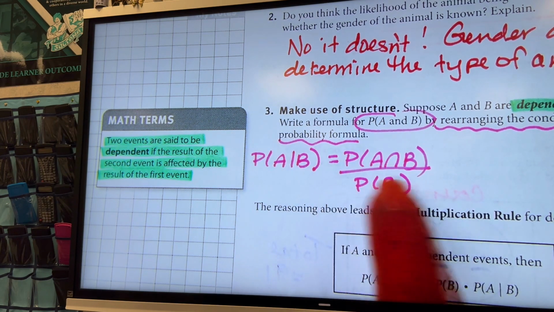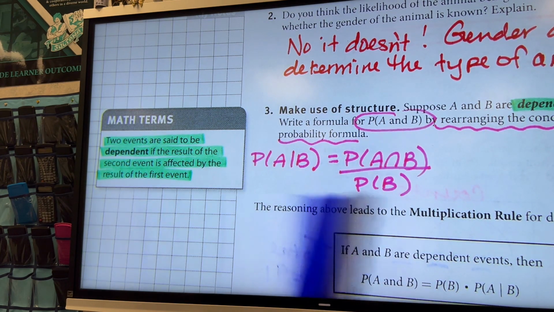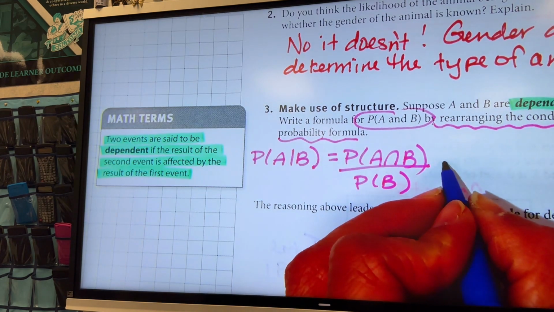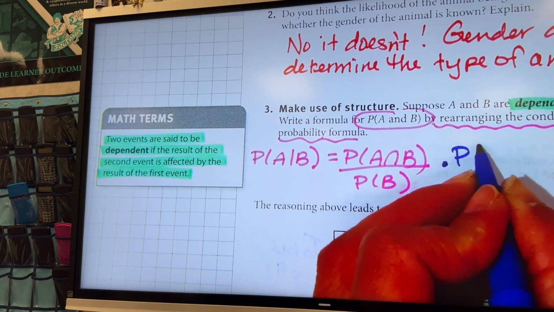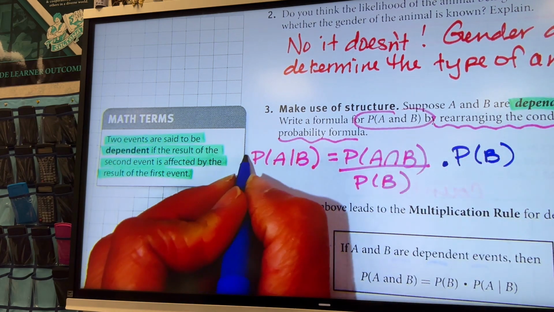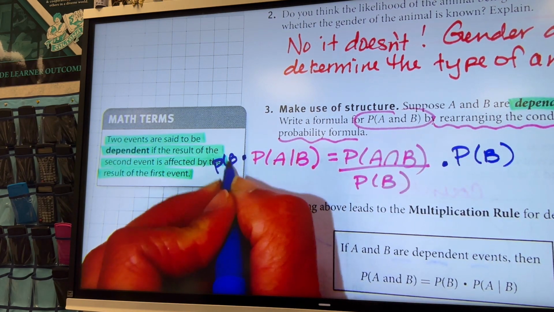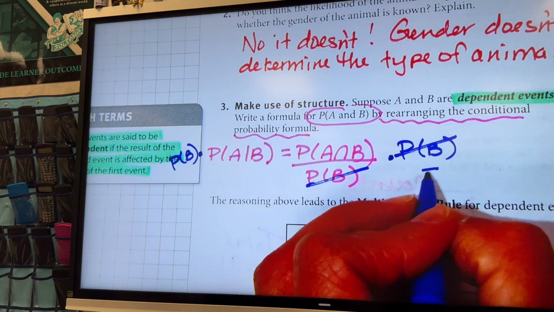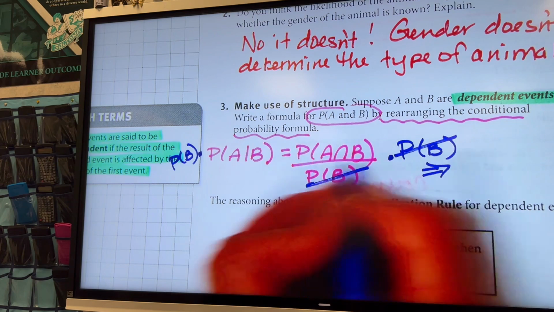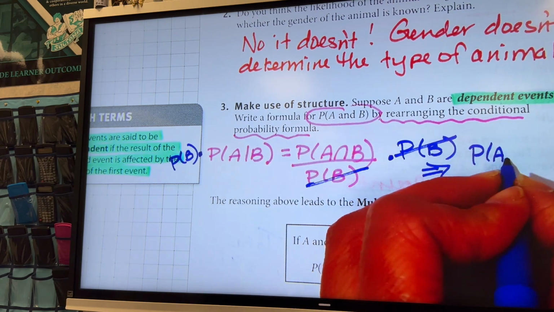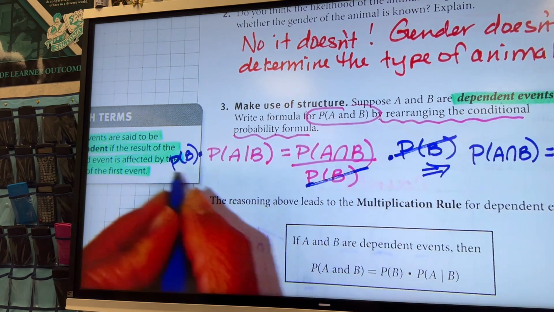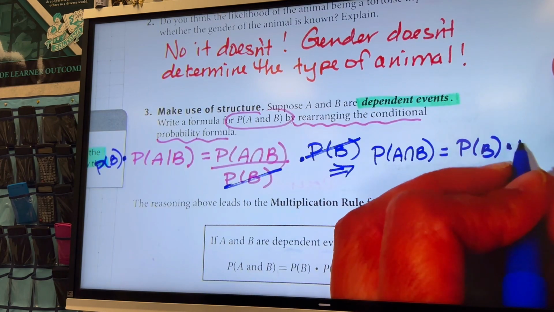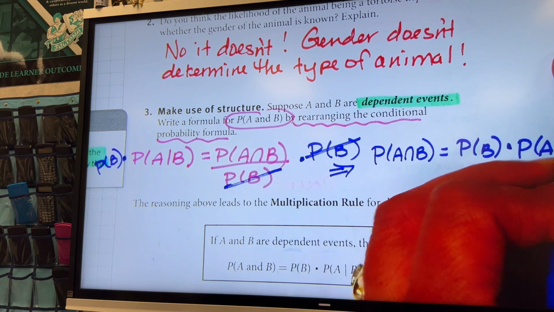Which means we got to get rid of that probability of B. It's in the denominator. How do I get rid of it? Multiply it, right? The opposite of division is multiplication. So we got to multiply both sides by the probability of B, so we can get this to go away. So then we're going to have, I'll flip this around, the probability of A and B equals the probability of B times the probability of A given B.